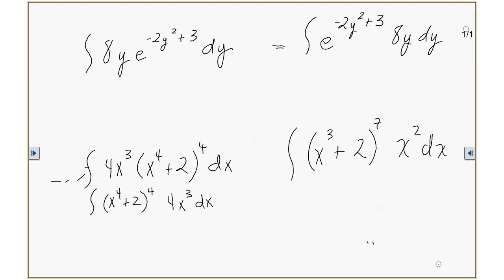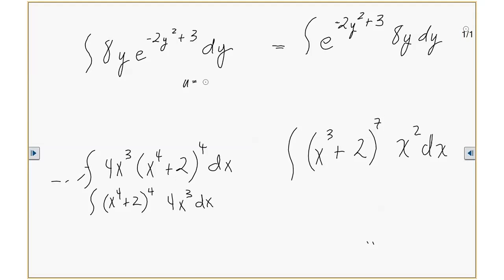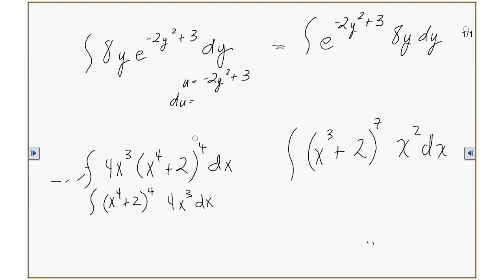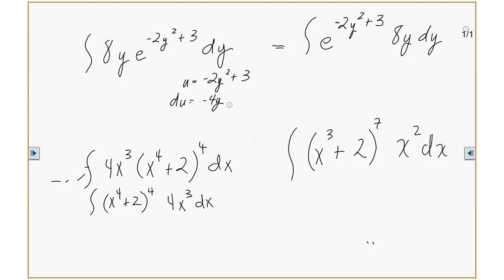Now, we're going to make u equal negative 2y squared plus 3. Okay? Why? Because that's the most complicated. So I'm going to go down here, and I'm going to say u is equal to negative 2y squared plus 3. Somebody tell me what du is. Negative what? Negative 4y what? dy.